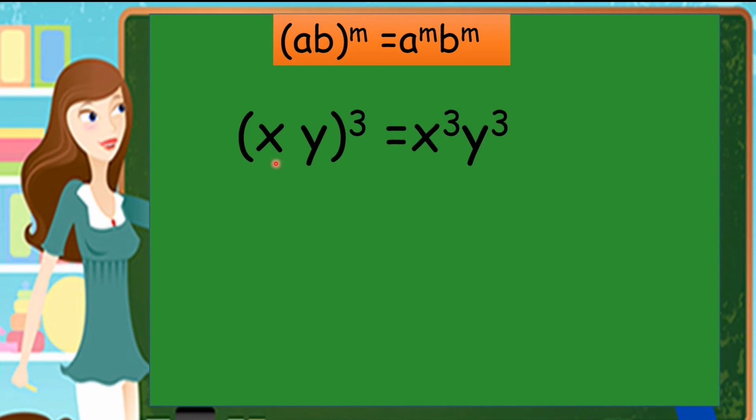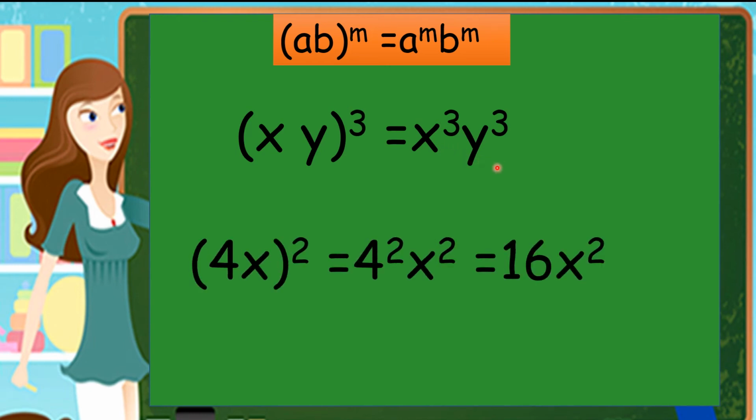Okay, our example, we have (xy) quantity cubed, or raised to the third power, is equal to x cubed y cubed. Next, we have (4x) quantity squared. So, ang sagot dito ay 4 squared times x squared. So, 4 squared is equal to 16 and x squared. So, therefore, our final answer is 16x squared.